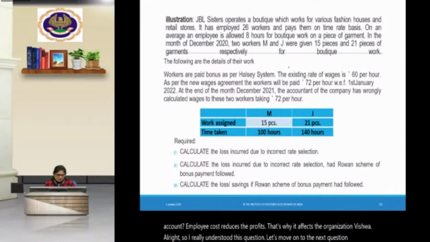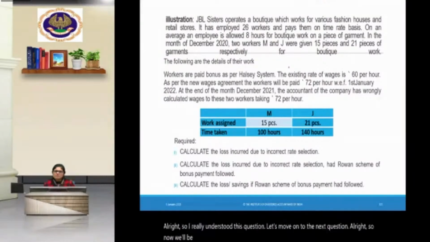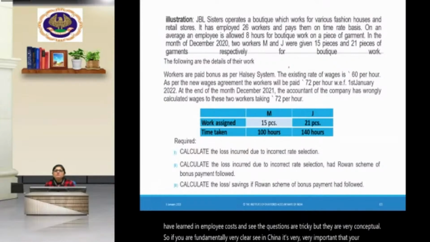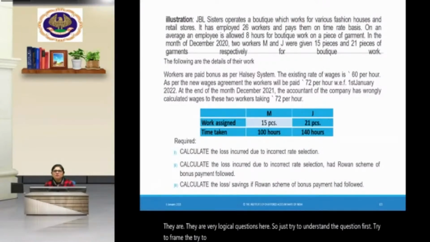All right. So now we'll be doing a slightly tricky question so that you can apply the concepts, what you have learned in employee cost. And see, the questions are tricky, but they are very conceptual. So if you're fundamentally very clear, see, in CA, it's very, very important that your concepts and fundamentals should be clear. So you can solve any question. They are very logical questions. So just try to understand the question first. Try to structure the question. That is really going to help you before you solve the question.